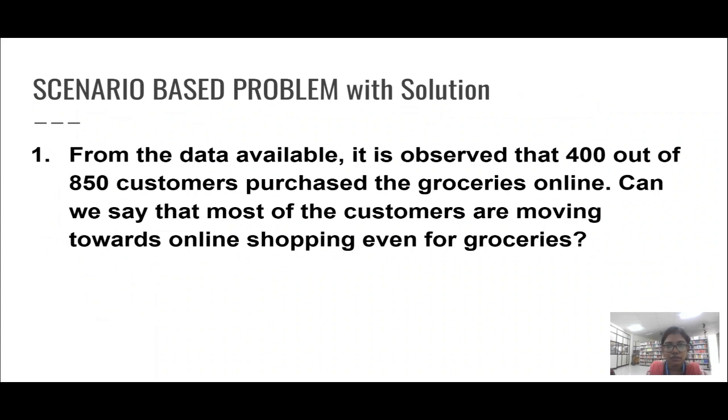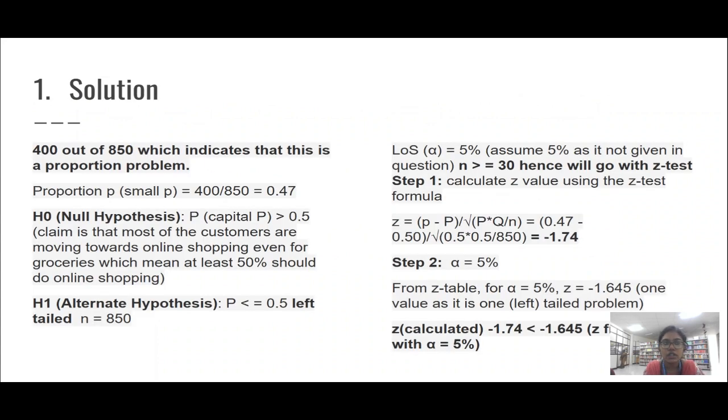This is the problem statement, and for the solution, we first have to look for the type of test we have in this question. For us, it is a test of significance between sample proportion and population proportion, which means a Z test. In this question, we are given small p, the sample proportion, with n equal to 850. We have to calculate small p, which is 400 divided by 850, giving 0.47.